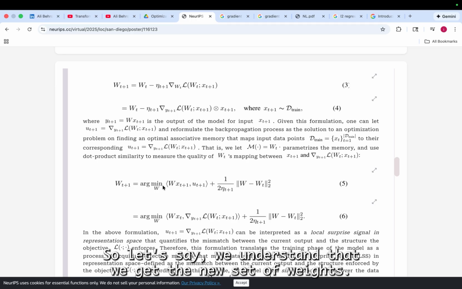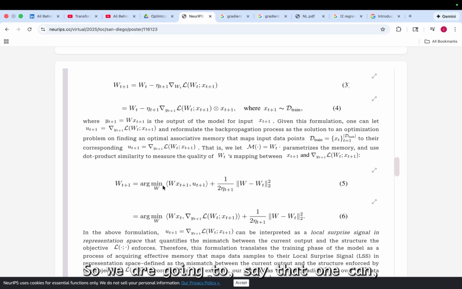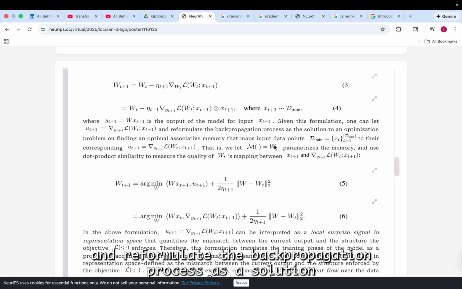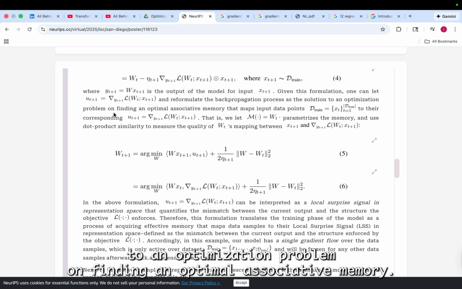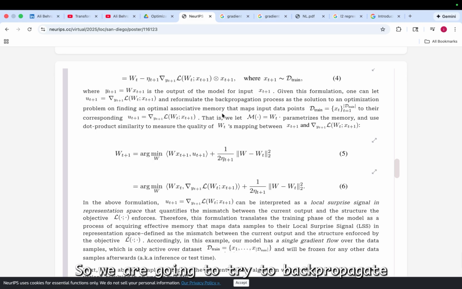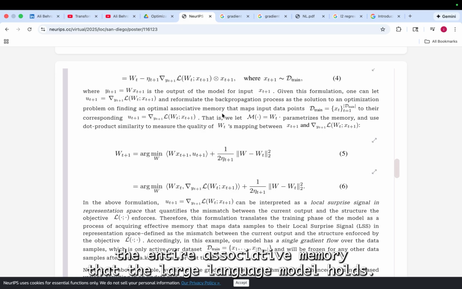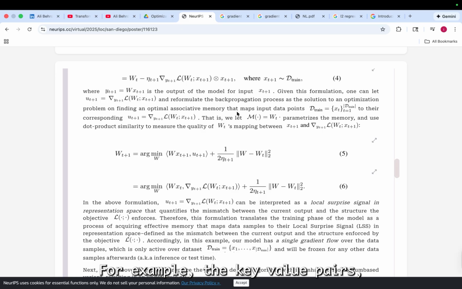So let's say we understand that we get the new set of weights. So we are going to say that one can use this particular formulation and reformulate the backpropagation process as the solution to an optimization problem on finding an optimal associative memory. So we are going to try to backpropagate the entire associative memory that the large language model holds. For example, the key value pairs.